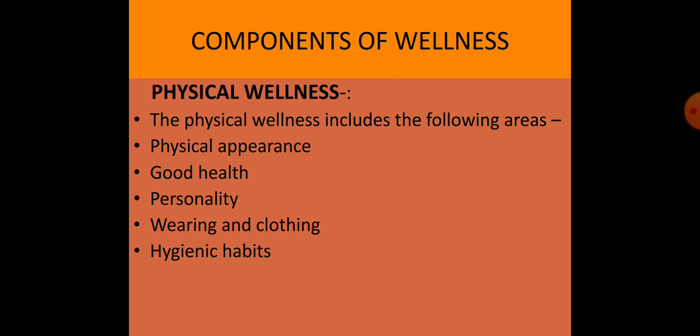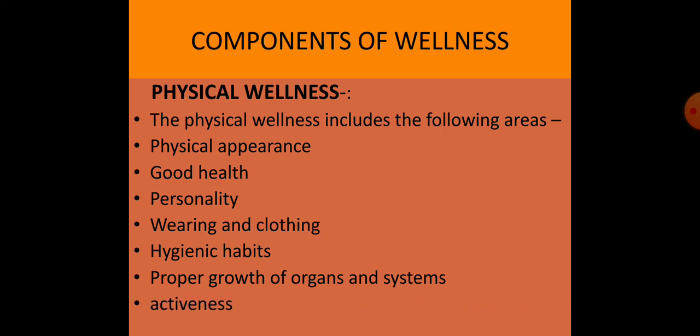So physical wellness includes these things, proper growth of organs and systems. When we are doing all these things, definitely there will be proper growth of organs and systems of the body. Physical wellness also includes activeness. We must remain active all the time. So all these areas are included under physical wellness. This is the first component of wellness. We must be well and physically well.